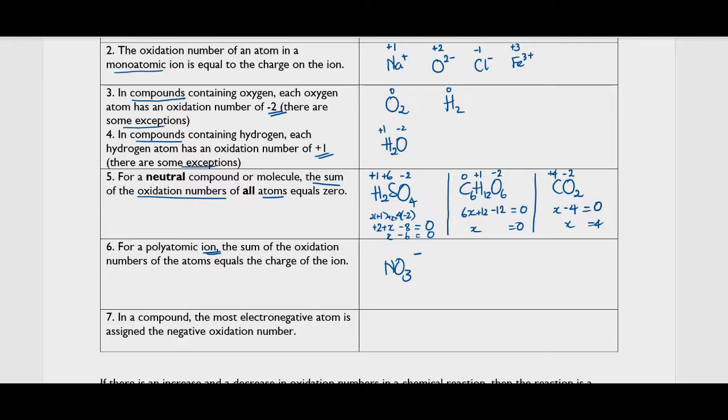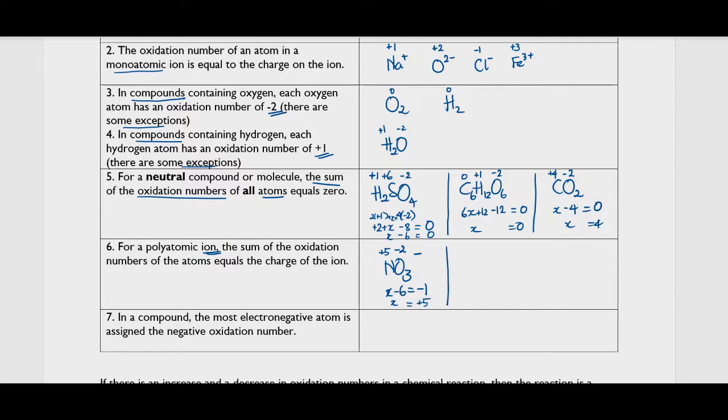So we're going to assume that the oxidation number of oxygen is negative 2. So 3 oxygen is negative 6. And I don't know what the oxidation number of nitrogen is, so I'm just going to call it X. So I know that X minus 6 has to equal negative 1 because this is the charge of the ion. So the sum of all the oxidation numbers of all the atoms has to equal negative 1. So X must equal positive 5. That's the oxidation number of nitrogen in this case.